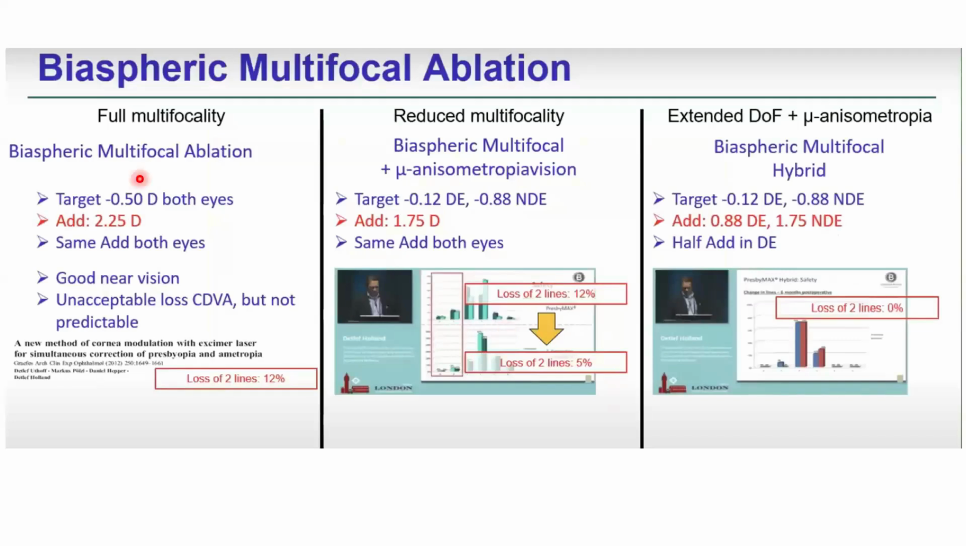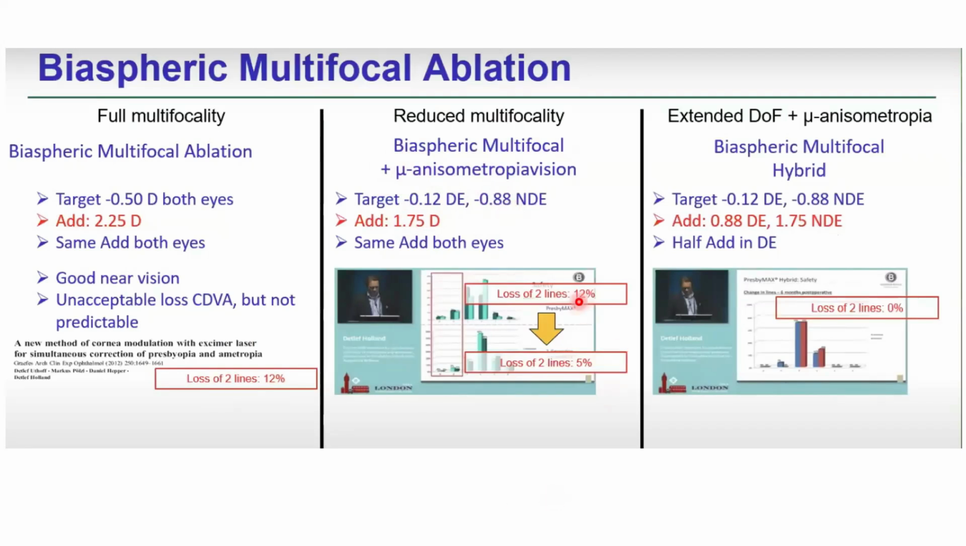So initially our approach was to give full multifocality in both the eyes, and they noted loss of best corrected visual acuity. Please note here, this is not uncorrected visual acuity, this is best corrected visual acuity of two lines in at least 12% of the patients, which was very high. So then we shifted to giving a reduced amount of multifocality. Aspheric multifocality was given, but with micro monovision. So the add was lesser and the targets were a little bit different to create a little bit of micro monovision.